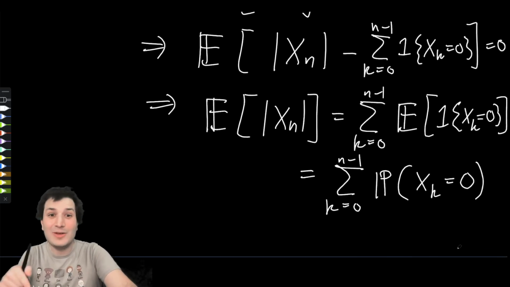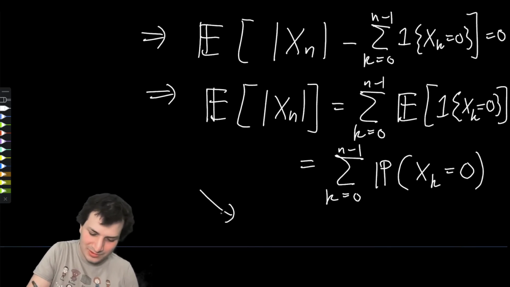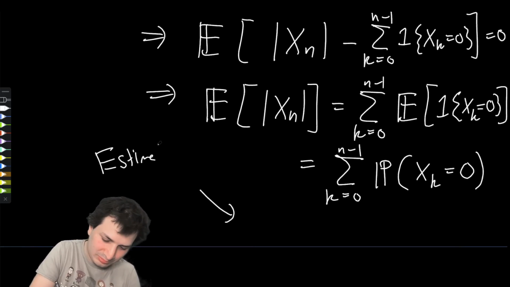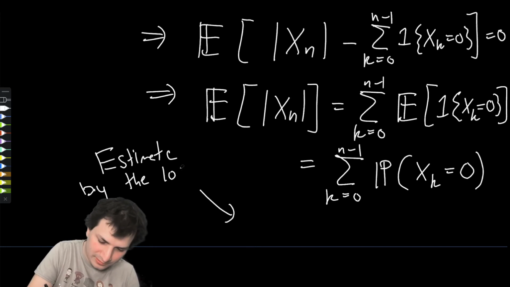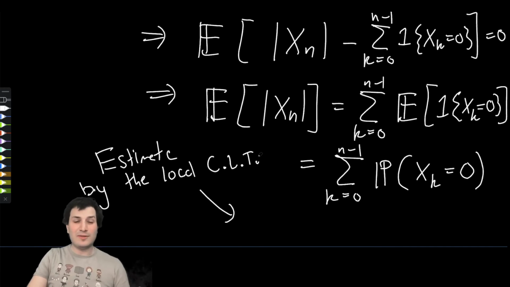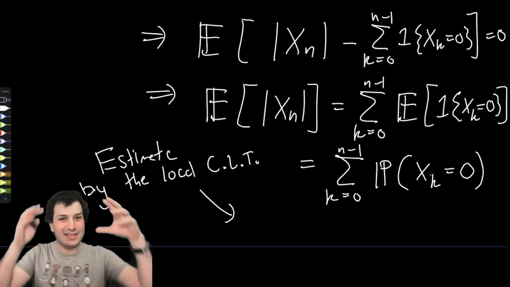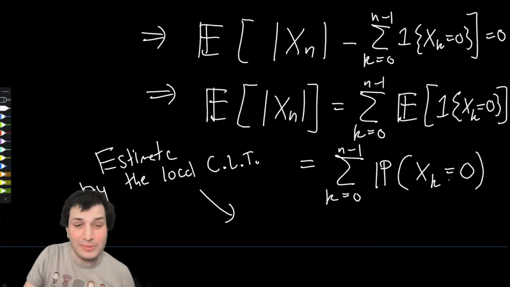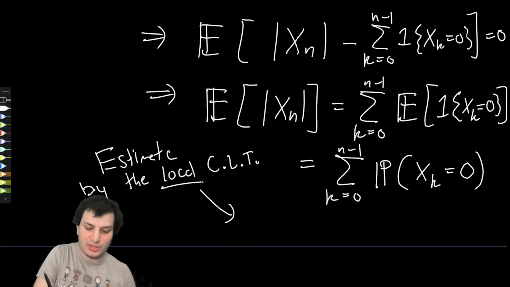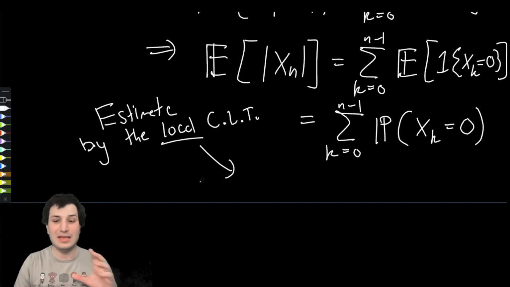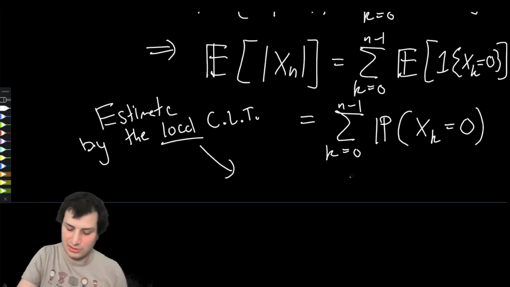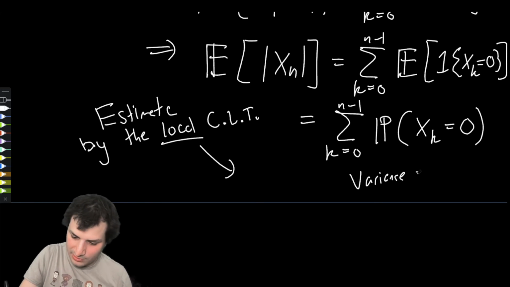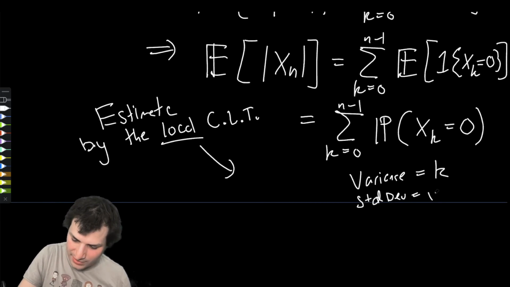Okay, this thing you can estimate by the central limit theorem, the CLT. The central limit theorem tells you really the probability that Xk is between some range. But if you don't know the probability Xk equals 0, you can approximate it by a local version of the central limit theorem. And in this case, the variance equals k, which means the standard deviation is the square root of k.